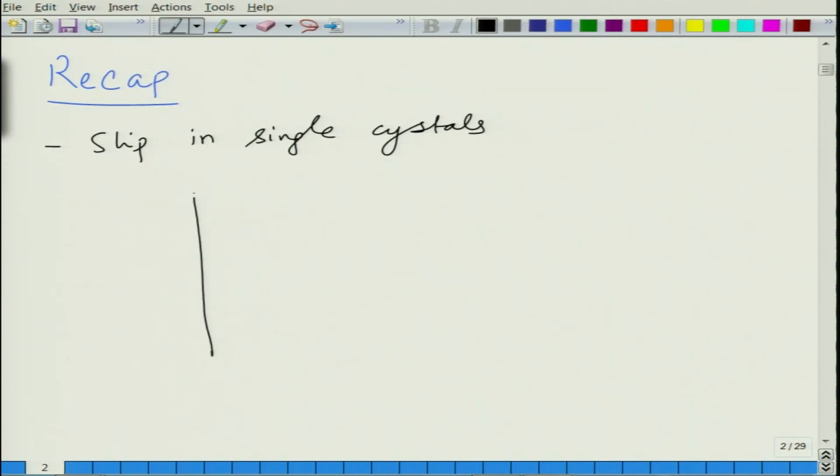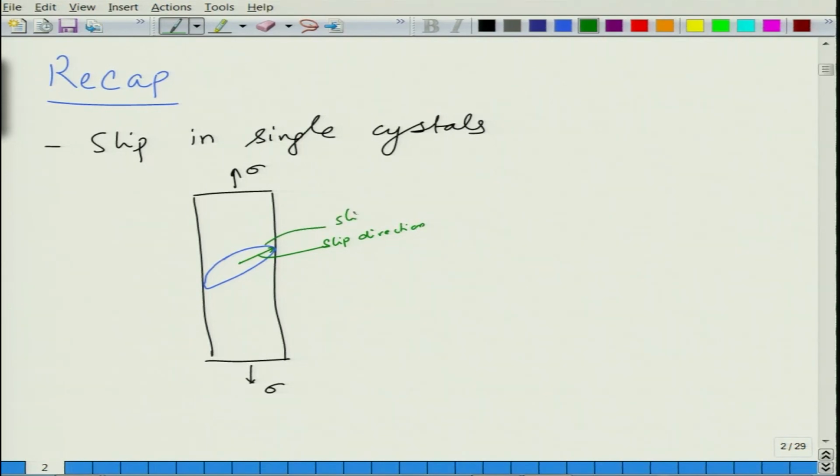So, we considered the geometry like this. You have a crystal which is subjected to a uniaxial stress, and let us say we have a slip plane which is oriented in this fashion. Now, this slip plane, as we discussed, is a close packed plane, or a slip plane belonging to a slip system. So, as a result it will have a slip direction. Let us say this is the slip direction and this is the slip plane.